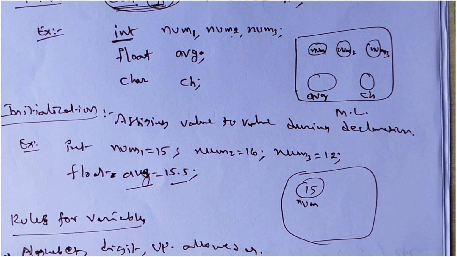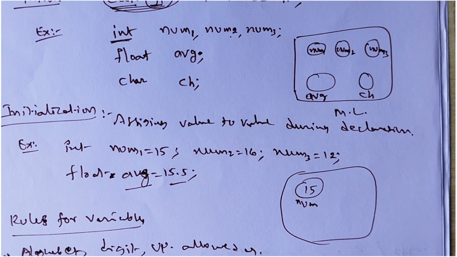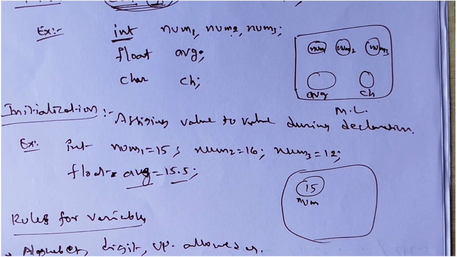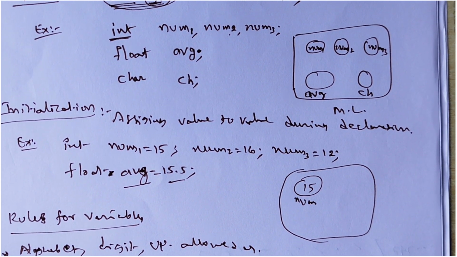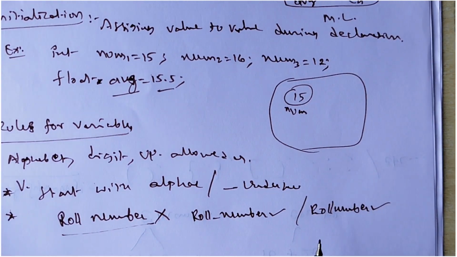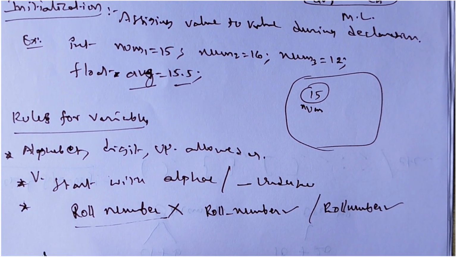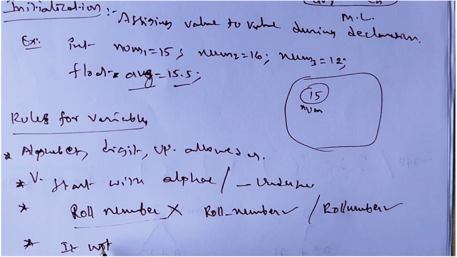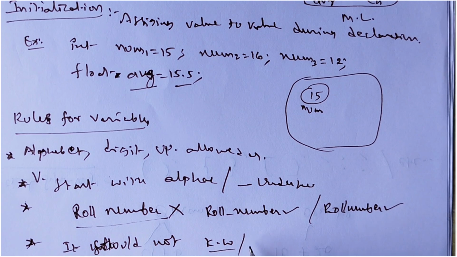Okay, see here. For example, here I am writing roll number, roll space number, as a variable. It is wrong. Okay, how to declare? Roll underscore number. It is valid. Or rollnumber, no space, it is also valid. It means no white space is allowed in a variable. Okay, clear? Next, it should not be a keyword or reserved word.